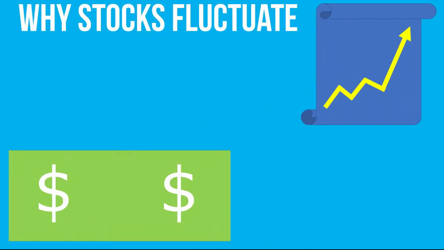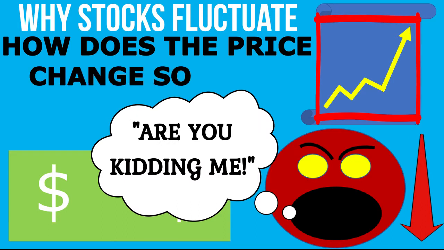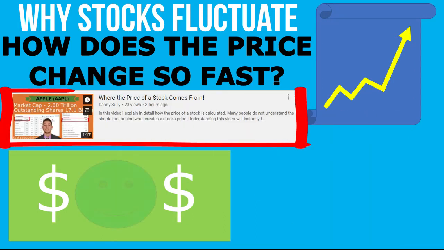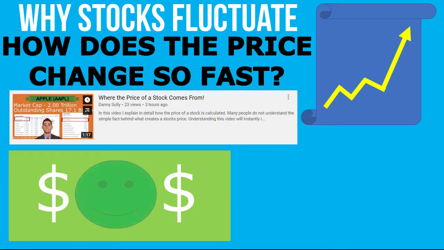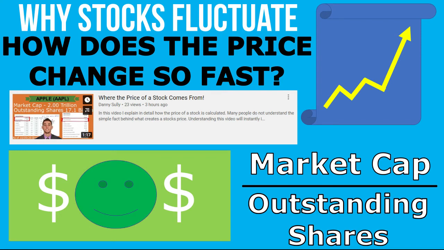In this video, I'm going to explain why stocks fluctuate and answer the question of how they continuously change every second. For this demonstration, I'm going to be using the information taught in my previous video on where the price of a stock comes from. In that video, it explains the price of a stock is calculated by the market cap divided by the outstanding shares. Further on in the video, I'm going to explain how this causes a stock's value to go up and down every second.